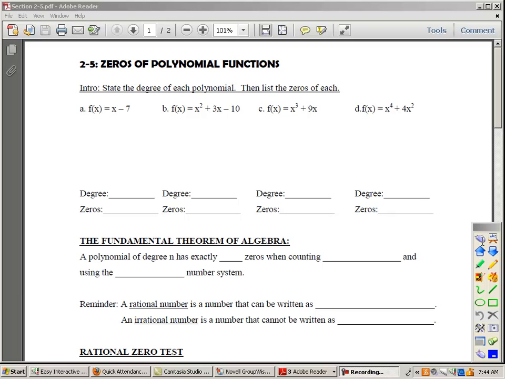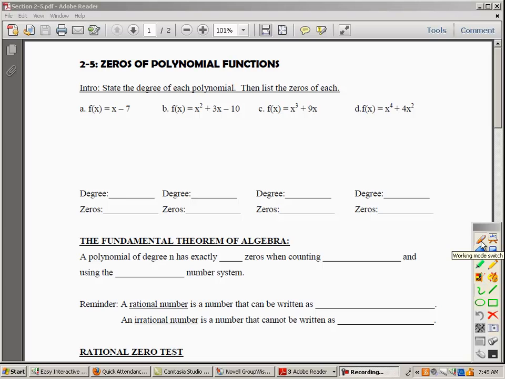Welcome to section 2.5. We're talking about zeros of polynomials. I'm going to start off with just a couple of intro questions to make sure that we're back into the idea of factoring and setting things equal to 0, and then we'll move on from there. Let's start though with the first one.